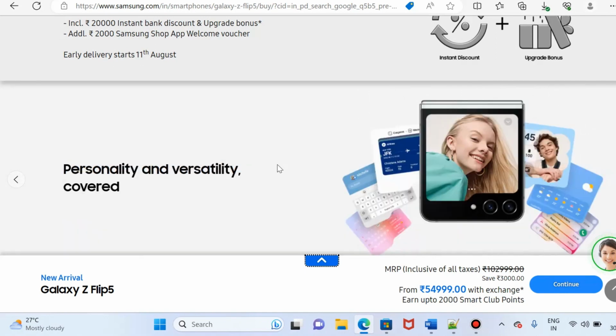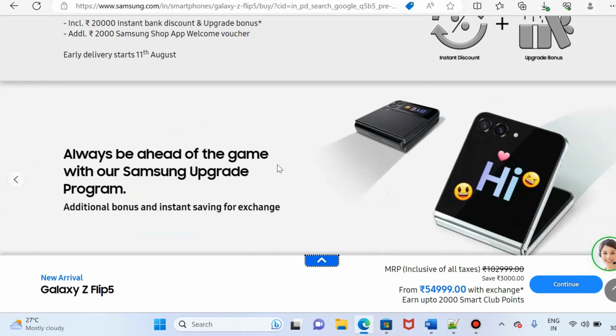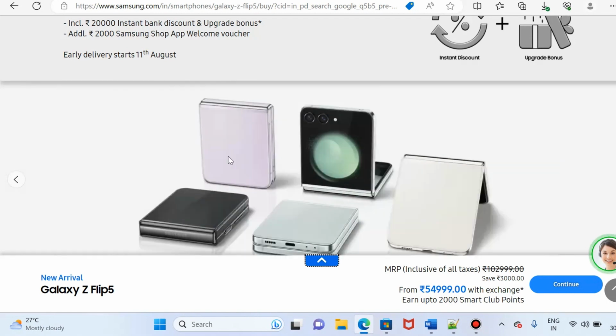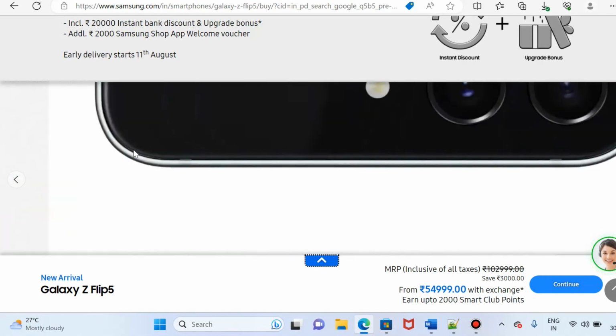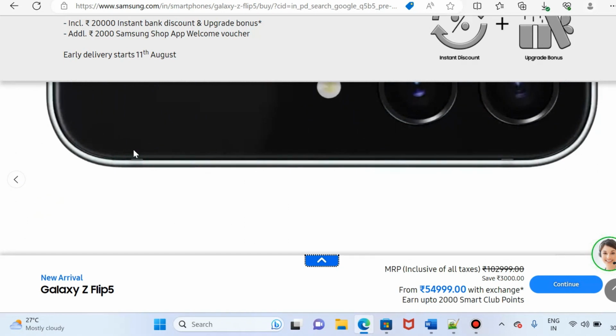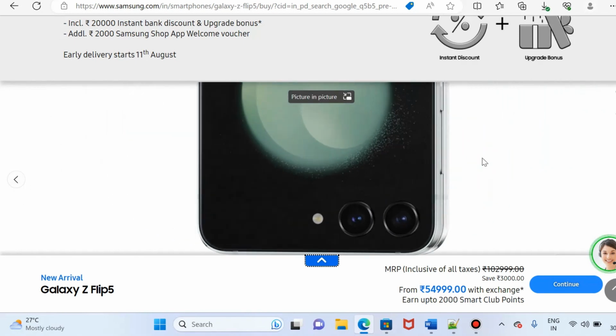So guys, if you talk about Samsung Galaxy Z Flip 5 battery life and charging speed, I would like to let you know that the Samsung Galaxy Z Flip 5 runs on One UI 5.1.1, which is based on Android 13. While Samsung Galaxy Z Flip 5 has a 3700 mAh battery with fast charging support, with 25 watt wired and 15 watt wireless, allowing users to charge the device 50% in 30 minutes only, guys.